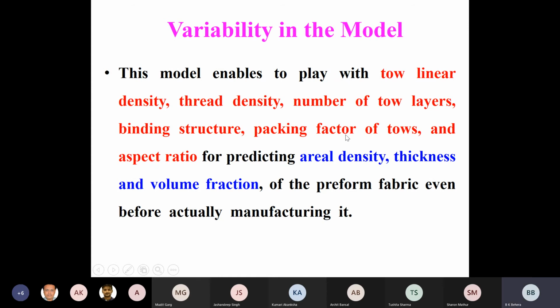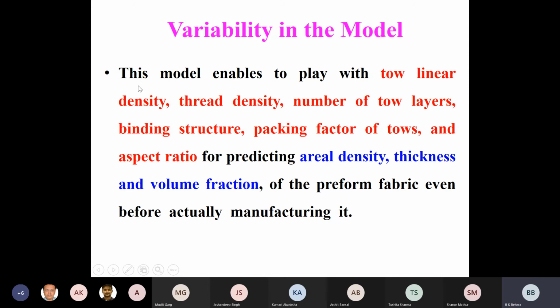So this is the packing factor, the packing density of the taus. This is different from the tau linear density. Here the packing factor is the same as, for a fabric, the fiber volume fraction. For a yarn it is called the packing factor. It is the same as the packing density which you studied in Theory of Textile Structure Part 1, yarn. And aspect ratio. I told you what aspect ratio is. I will show you some examples of aspect ratio also subsequently. To predict, I am working on only 3 factors to show you: areal density, thickness and fiber volume fraction.